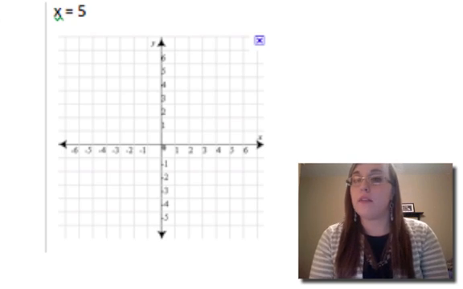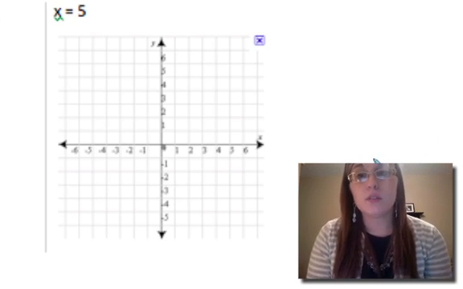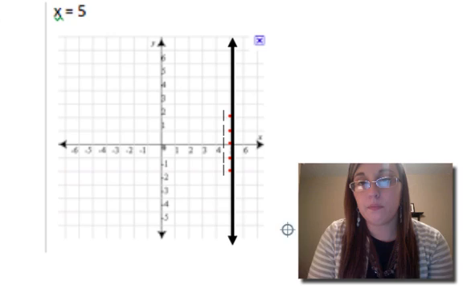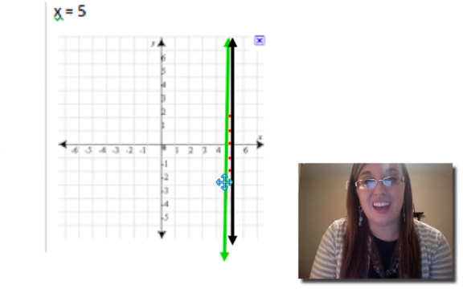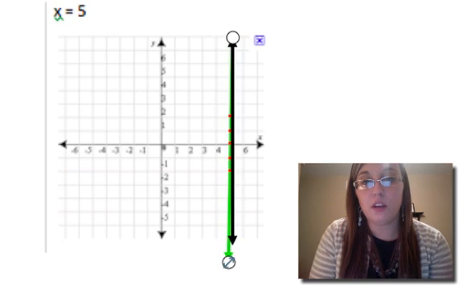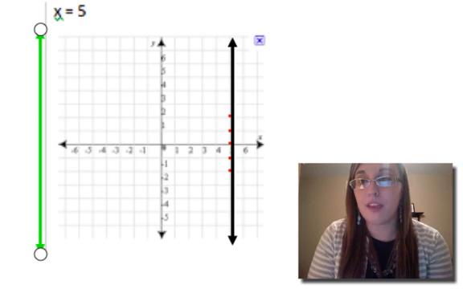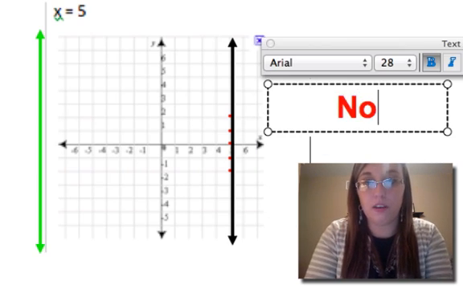Okay, x equals 5. So not in slope-intercept form, right? I want to look at all of the points where x has to be 5. So x has to be 5 here, here, and here, and here, and here. So now my equation is giving me a vertical line. If I bring my vertical line over here and move them right over top of each other, they're going to cross at every single spot. So obviously that's more than one point where they cross. So the equation x equals 5 is not a function. It's our first example of not a function.